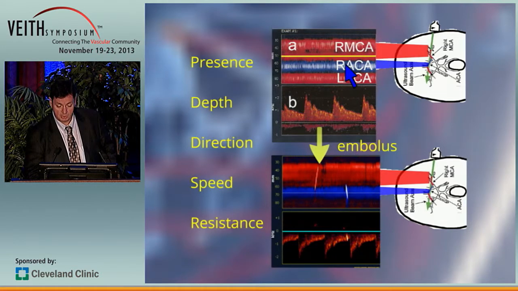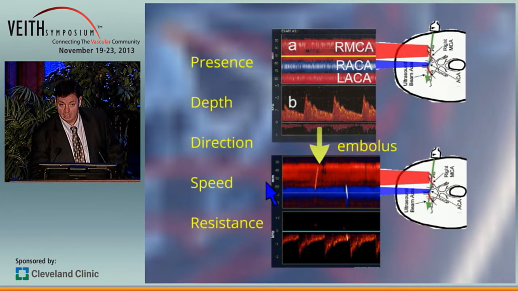This is the middle cerebral artery, the blue is the ACA, and again, I think the secret of TCD is that you see the presence, the depth, and the direction of the flow, and you can also, from the resistance, tell lots of information. This is how an embolus looks.